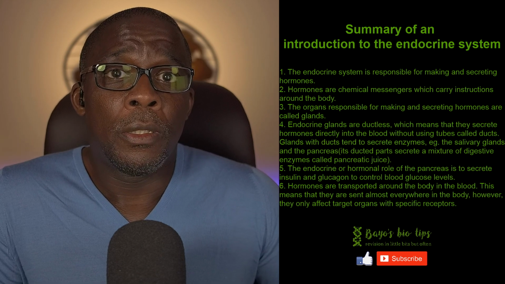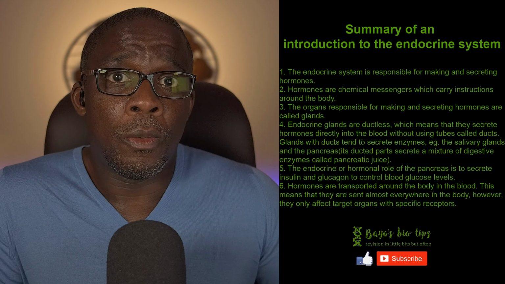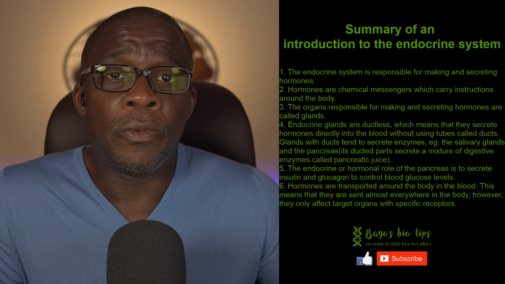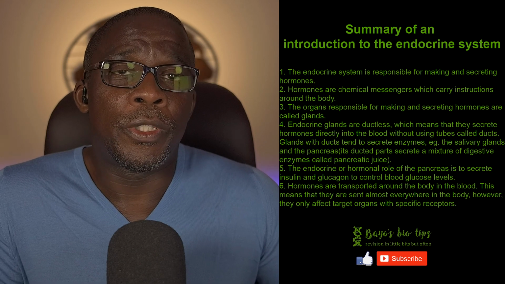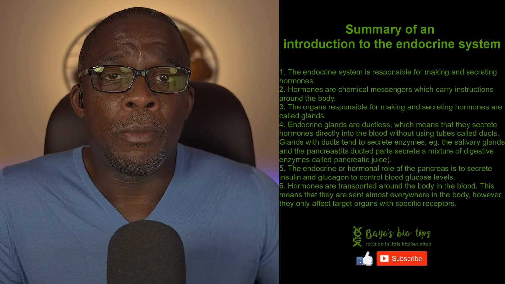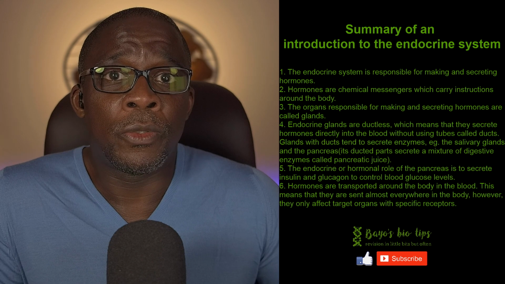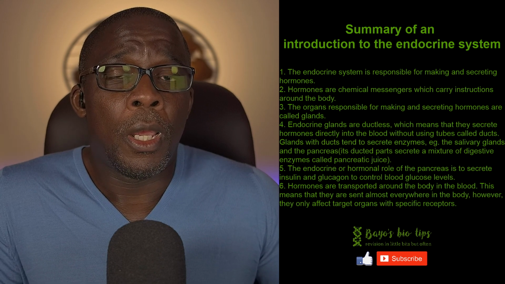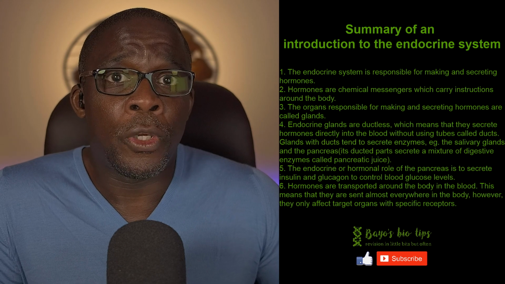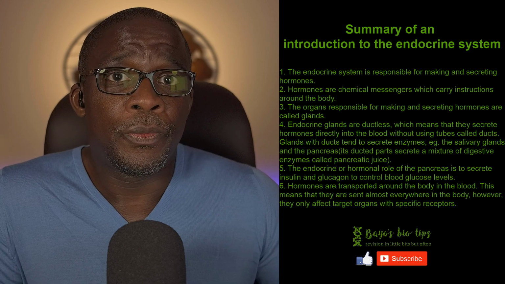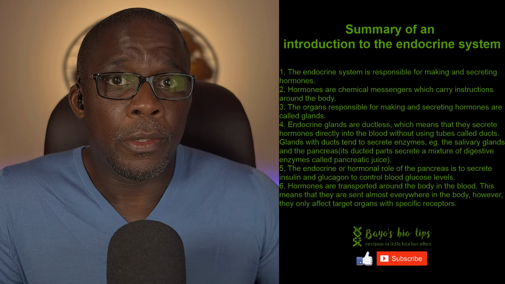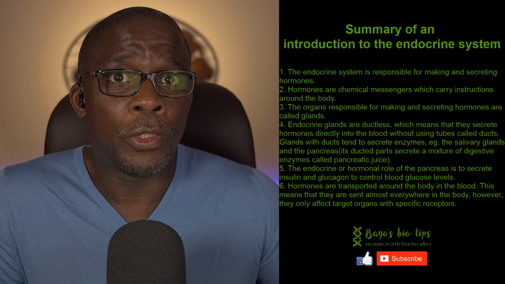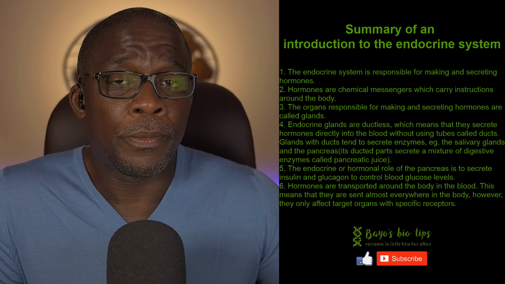And obviously, hormones can have multiple target organs and tissues. Many of them do. So, for instance, the male and female secondary sexual characteristic hormones bring about their effects across a wide range of organs and tissues. Okay, so that's our introduction to the endocrine system.